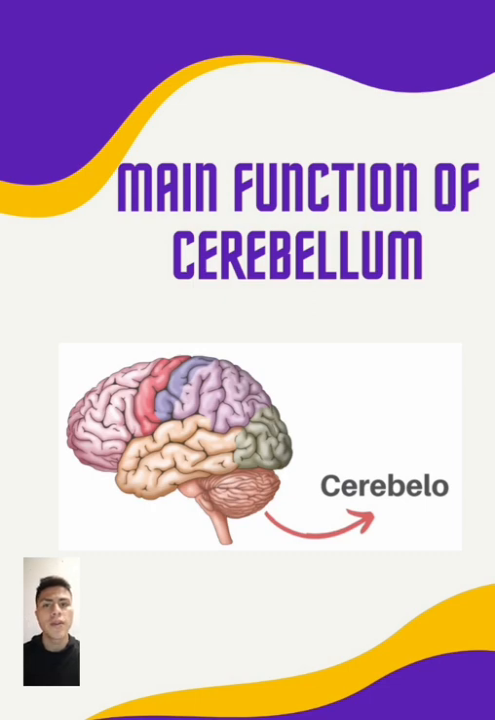Main function of the cerebellum. The main function of the cerebellum is to integrate motor and sensory pathways. In short, it receives information and others from the cerebral cortex and connects them with the locomotor system.